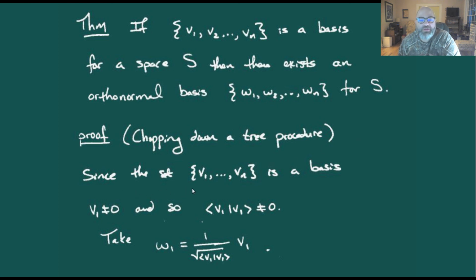And because we've got v1 up to vn as a basis, remember what that means is that they are linearly independent and that they span the space. Well, since they're linearly independent, v sub 1 can't be 0. We can't have any 0 vectors in there. So v sub 1 can't be 0, and so the dot product with itself, which is just the square of the norm, is not going to be 0. And so if we divide by the square root of v1 dotted with itself, then we essentially take v1 and normalize it so that this thing has length 1.